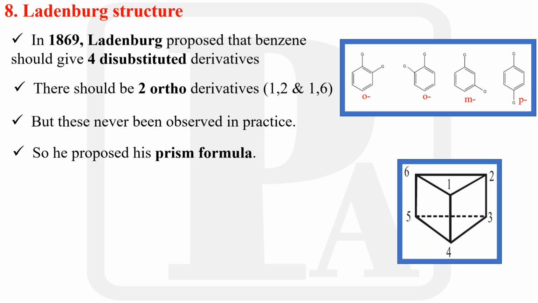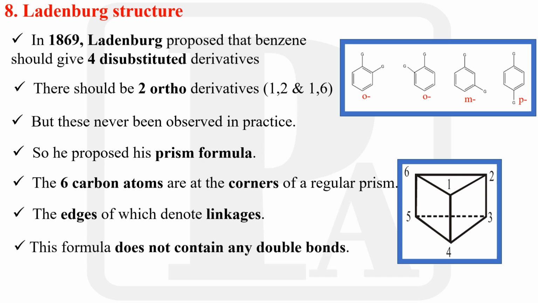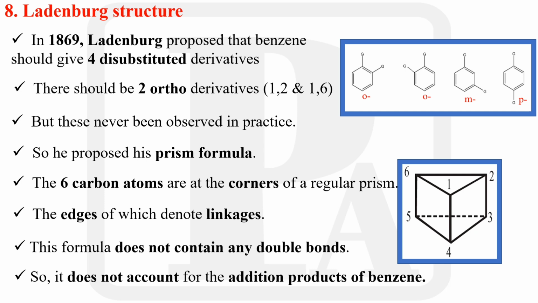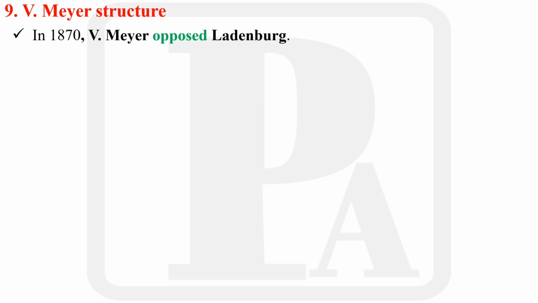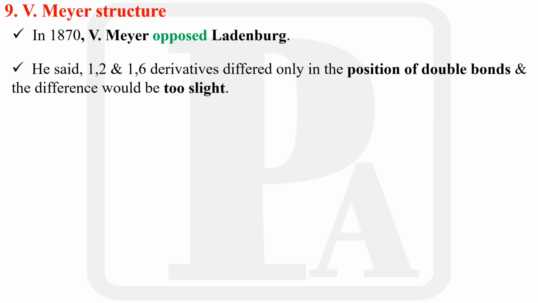Here the 6 carbon atoms of benzene are at the corners of a regular prism, and the edges denote the linkages. This formula does not have any double bonds, so it does not account for the addition products of benzene. The next one is V. Meyer. In the year 1870, he opposed the Ladenburg formula. He said that the 1,2 and 1,6 derivatives differ only in the position of the double bond, and the difference is very slight. That's why he supported Kekulé's formula.